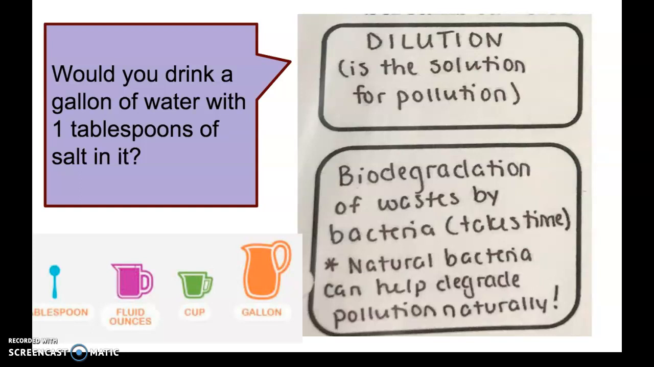We can also, some of them will biodegrade, which means that they are going to be broken up by bacteria, but it takes time. And natural bacteria can help degrade pollution naturally, so that's good, but it takes time. And dilution also takes time. So really the solution for pollution is to not pollute to begin with.